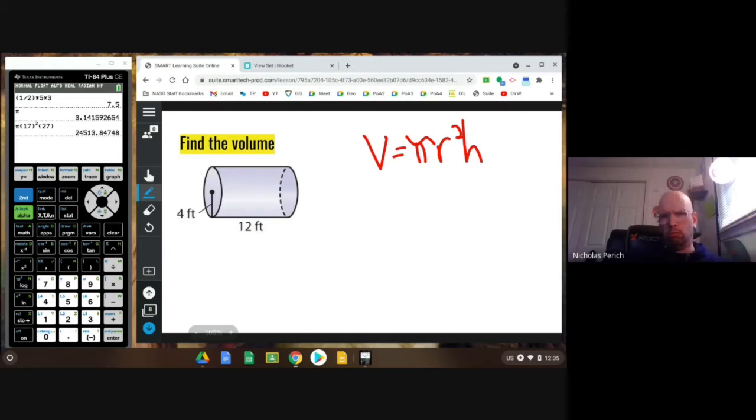Here's the problem. If this is a can of soda, am I going to lay it down sideways? No. I'm going to make sure it's standing up. So how tall is this really big can of soda? It's 12. So that's my height. Remember, the radius is half a circle, so the radius is always going to be the line attached to the circle. So my radius is 4 and my height is 12.